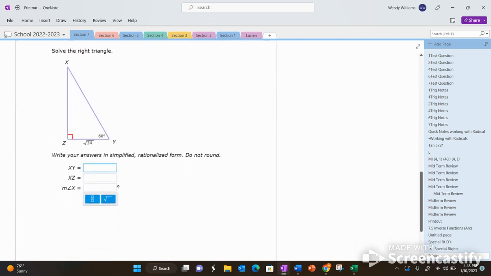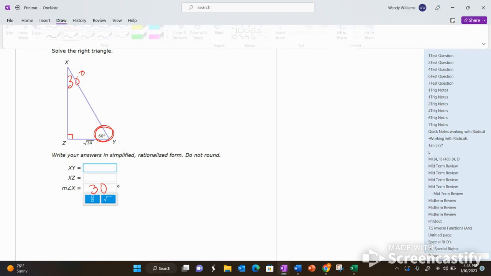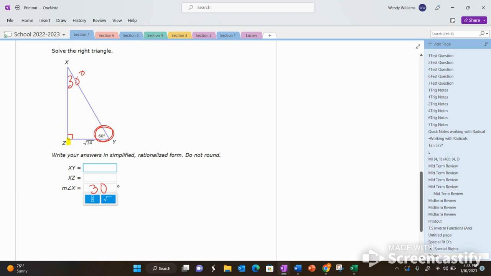Same thing here. Hey, if we know that this angle is 60, then we know right away that this angle must be 30. Easy peasy, lemon squeezy. The hardest part is identifying what are they giving me. And in this problem, they're giving me this length, which is opposite of the 30 degrees. So they're giving me the small side. And if they're giving me the small side, we know the small side is 1. The medium side is square root of 3. And the hypotenuse is twice as big.